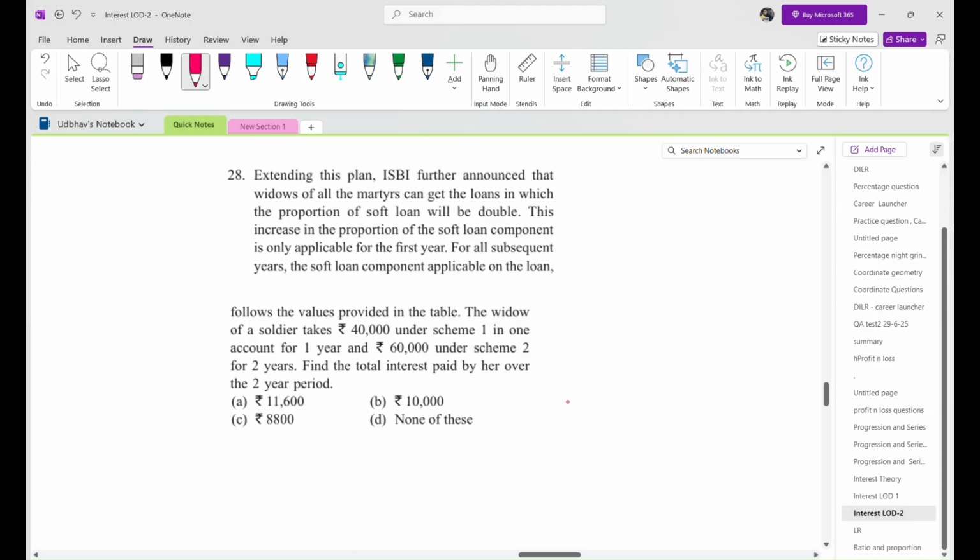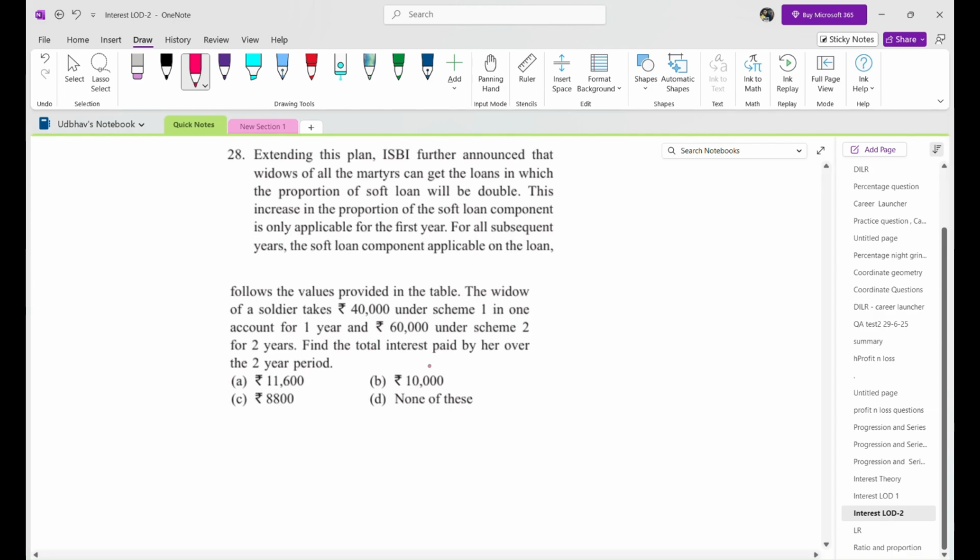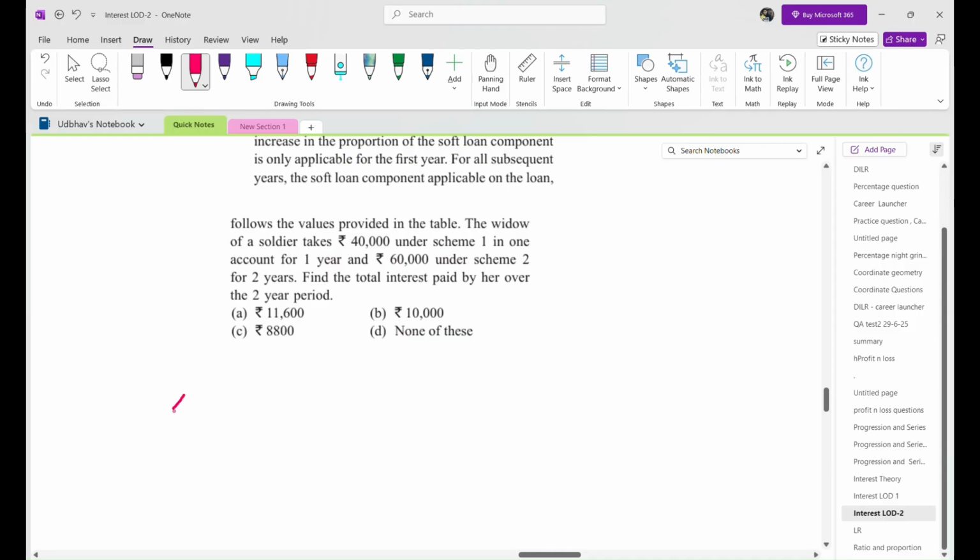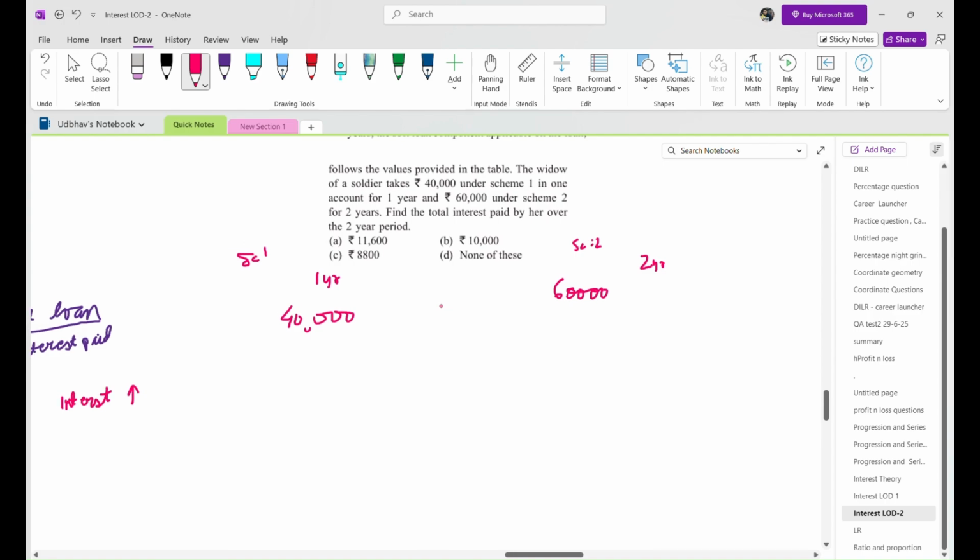Extending this plan, ISB further announced that widows of all the martyrs can get loans in which the proportion of soft loan will be doubled. This increasing proportion is only applicable for the first year. For all subsequent years, the soft loan component will follow the value provided in the table. The widow of a soldier takes 40,000 under scheme 1 for 1 year, and 60,000 under scheme 2 for 2 years. Find the total interest paid over the time of 2 years.